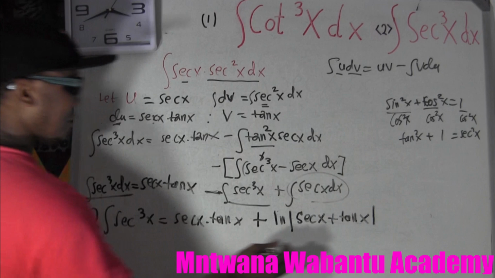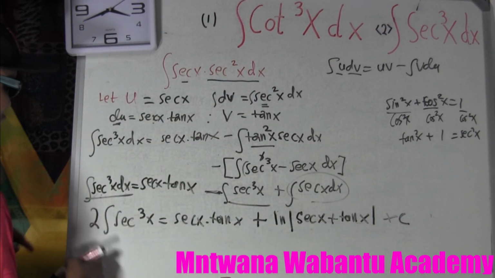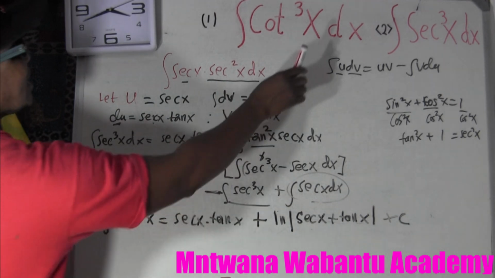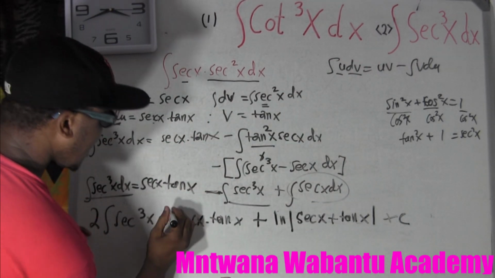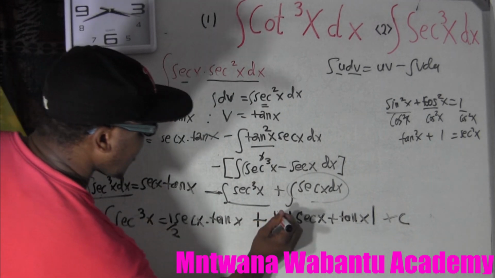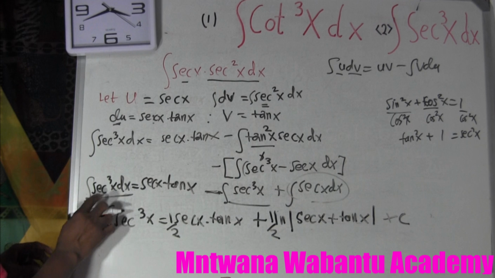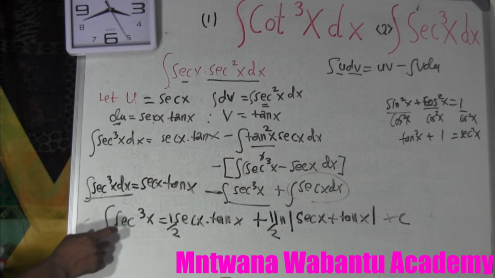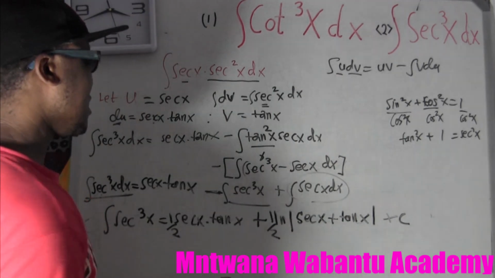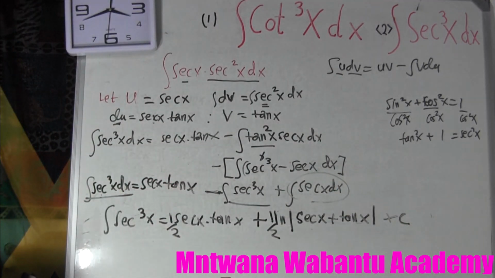So what we're going to do then is add plus c. We can simply divide by 2 throughout because we want to get integral sec cubed x. So divide by 2 throughout. This is going to become a half, and this is going to become a half, and 2 divided by 2 equals 1, so I don't need this anymore. So finally, this is our final answer: integral of sec cubed x equals half sec x tan x plus a half log of sec x plus tan x plus c, constant. Why do we add constant? Because there's no limit.